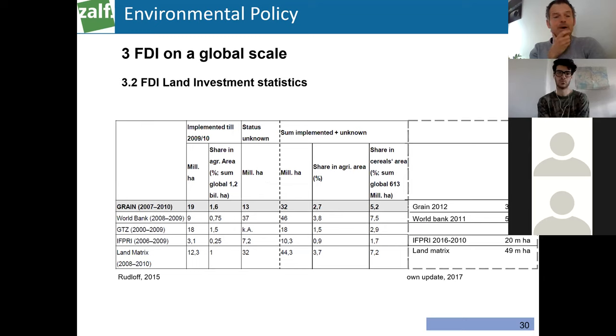But if you look now at these land investment statistics, we see that there is very little in terms of databases. There is a GRAIN database, it's an NGO. They have quite good numbers on it. The World Bank too, but you see they all differ a lot. It is not that there is a good statistic on this. One of the best statistics is the Land Matrix, which I mentioned, and where you can have a look. The Land Matrix is an open tool where everybody can add and insert their information on land deals. But here you see that the uncertainty of getting information on land investments is very, very high.